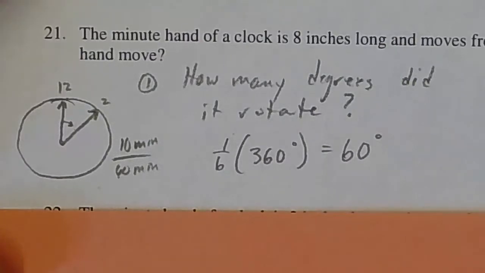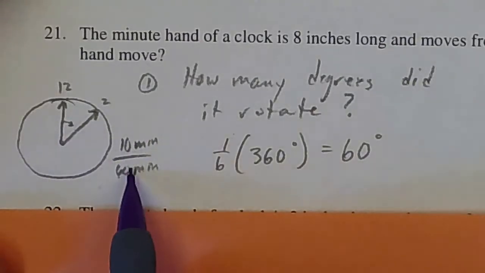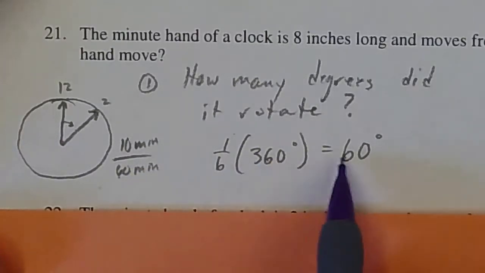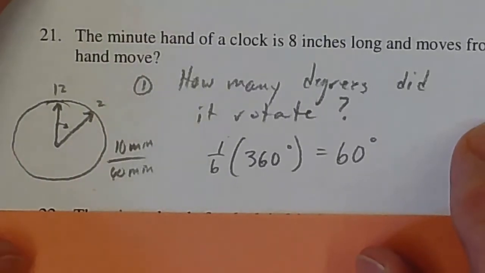So whatever the time is, figure out what fraction of the hour that is, and then just multiply by 360. If it's 15 minutes, we do a quarter of 360 and say 90 degrees. Okay, so that's the first step.